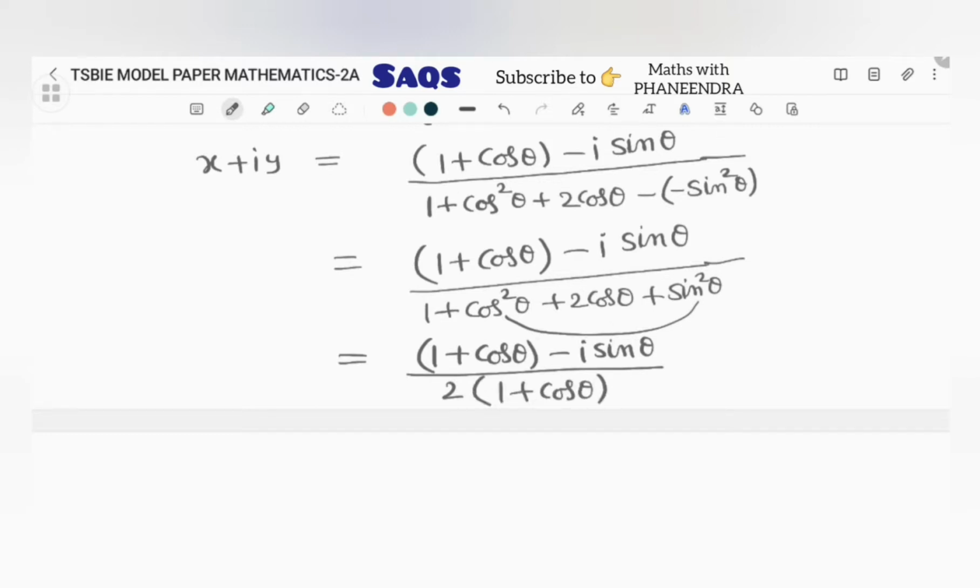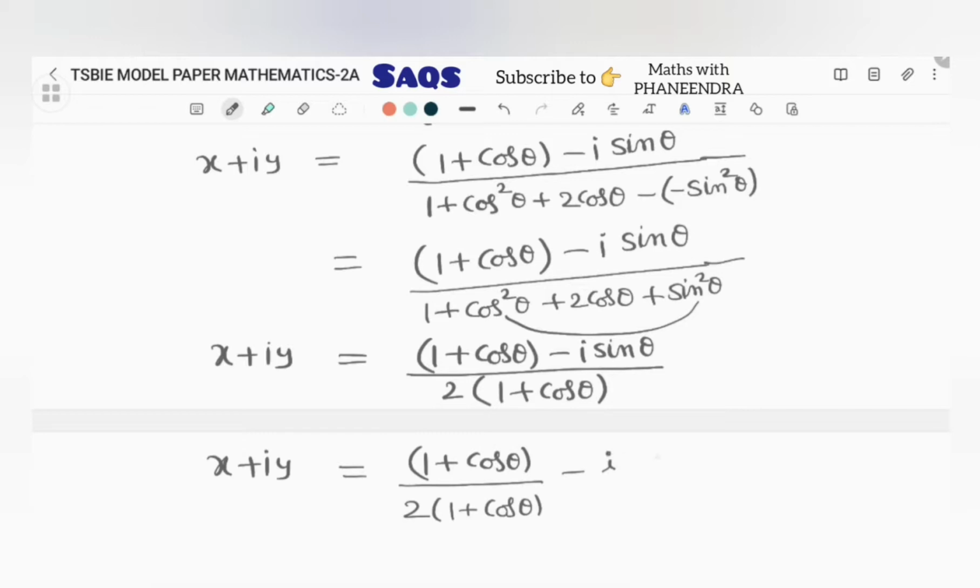Here I am directly writing, dear students. I hope you understand that. Cos square theta plus sin square theta value is 1, 1 plus 1 is 2, 2 plus 2 cos theta, so we are taking 2 common. This is x plus iy. Now x plus iy is equal to, this complex number on the RHS we have to simplify: 1 plus cos theta divided by 2 into 1 plus cos theta, minus i into sin theta divided by 2 into 1 plus cos theta.